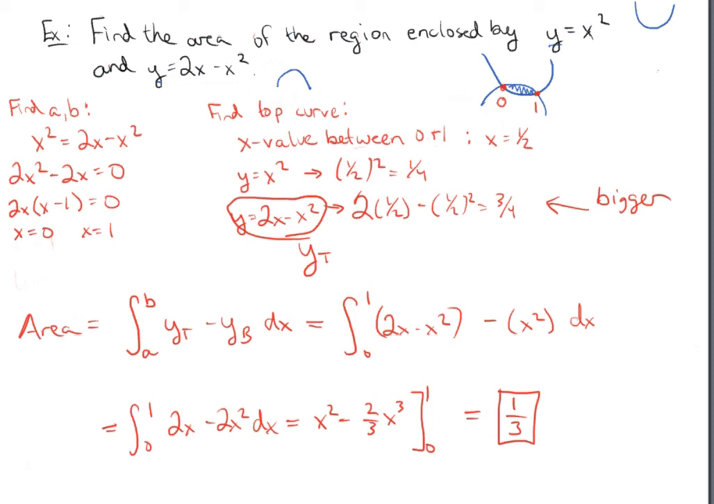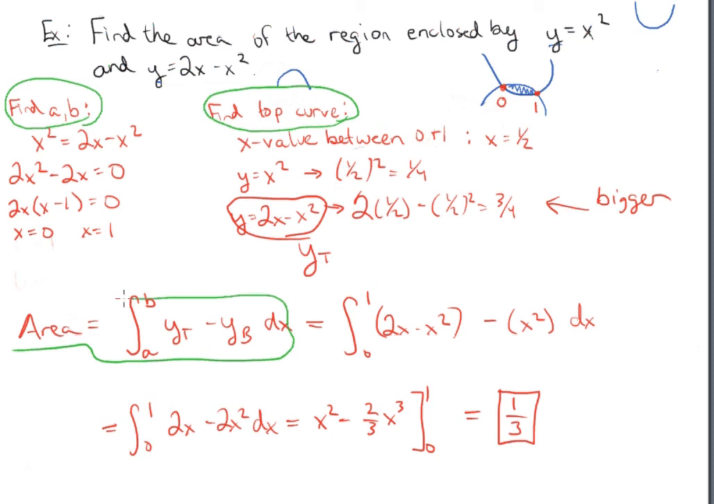Okay. Notice there were a few key steps here. I'll point them out again. We had to find the left and right edges of my region, the x values for the left and right edges. We had to figure out which curve was on top. And then we had to do the definite integral to find the area.